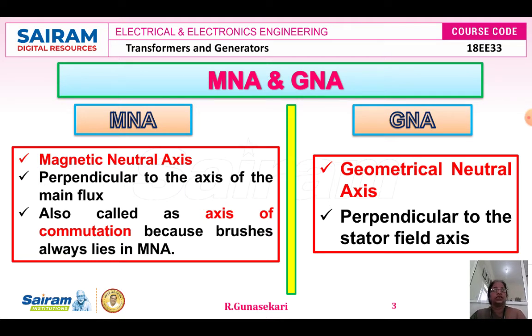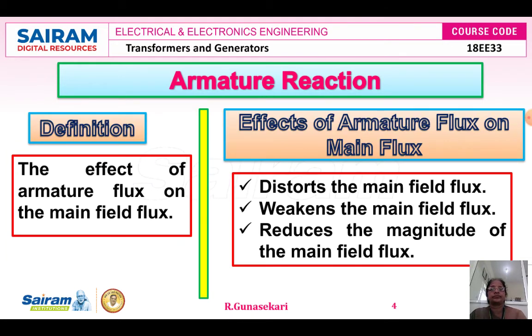Then GNA, that is geometrical neutral axis. The axis which is perpendicular to the stator field axis is known as the GNA, that is geometrical neutral axis. Now we study the definition of armature reaction. Armature reaction is nothing but the effect of armature flux on the main flux or field flux. Then what is the effect of armature flux on main flux, or the effect of the armature reaction? Both are same. There are 3 points.